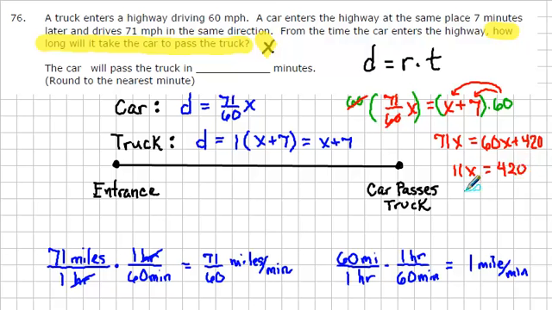Divide both sides by 11. x is equal to 420 divided by 11. But we're asked to round the time to the nearest minute, so we use our calculator to evaluate 420 divided by 11, and to the nearest minute it comes out to be 38. So x is approximately equal to 38. And x represents how long it will take the car to pass the truck. It will take approximately 38 minutes.